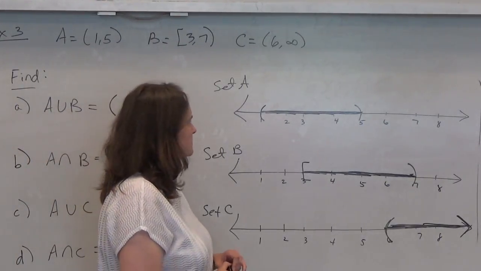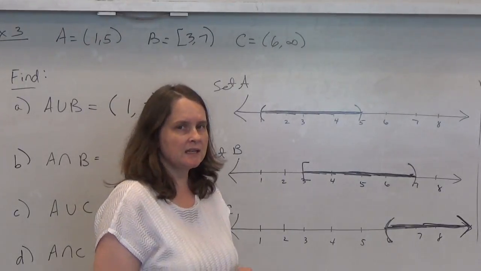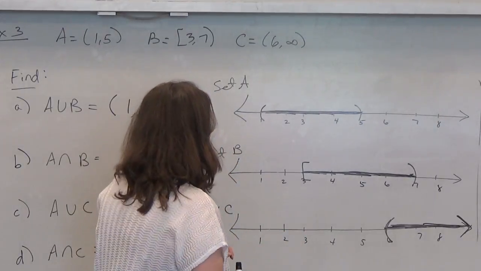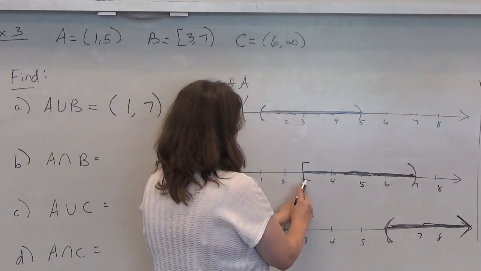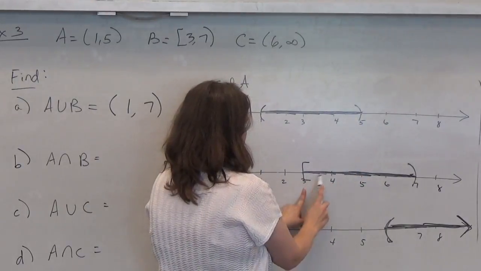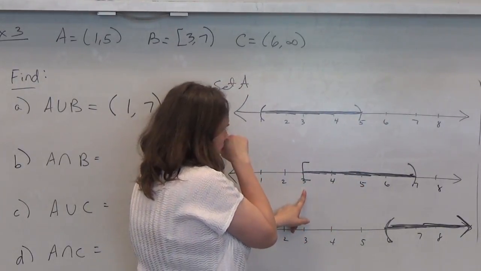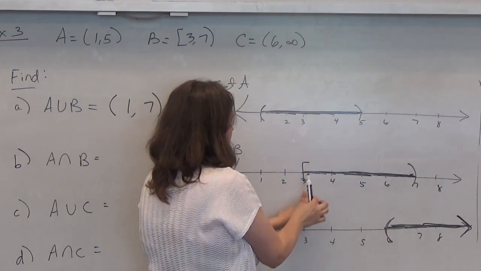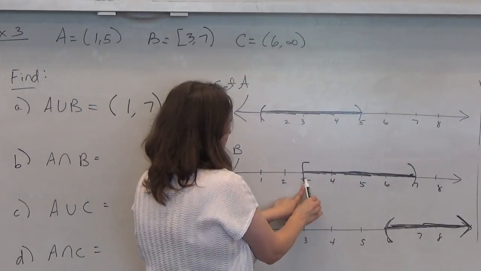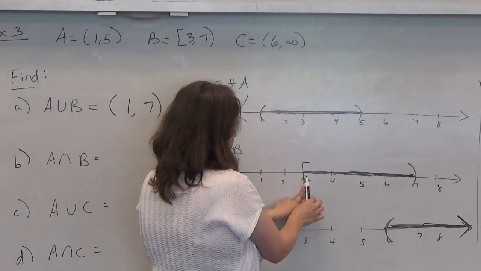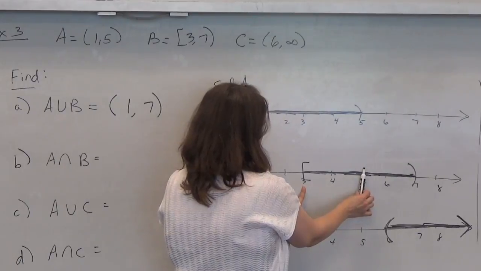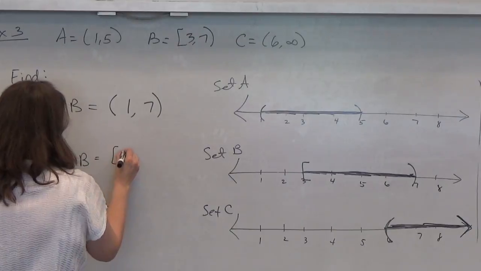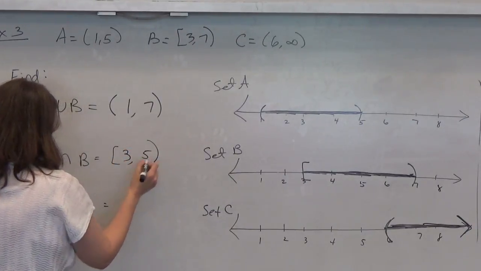So A intersect B means that you only take the areas where sets A and B overlap, where they touch. And they only touch from here to here, so from 3 to 5. For our interval notation, our symbols will match the symbols that we are seeing here. So starting from 3 with a square bracket, the two sets intersect all the way up until we get to 5 with the round parentheses. So our interval is square bracket 3, 5 parentheses.